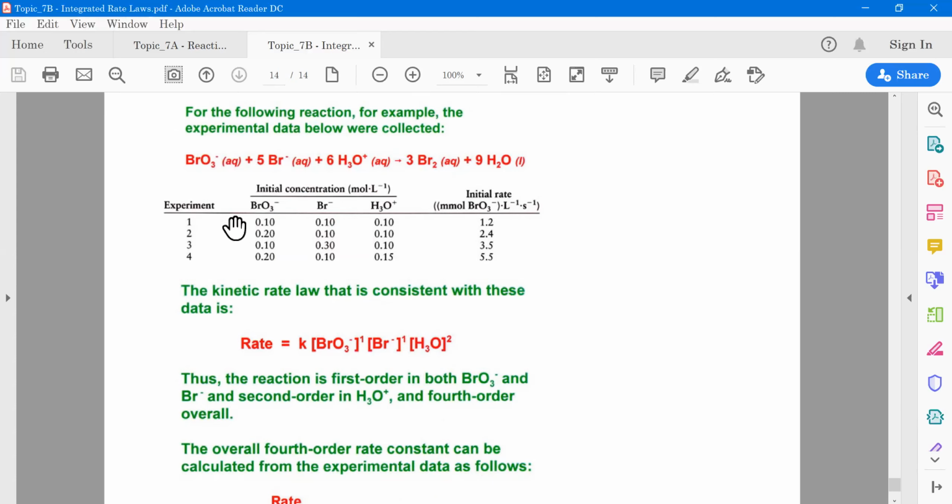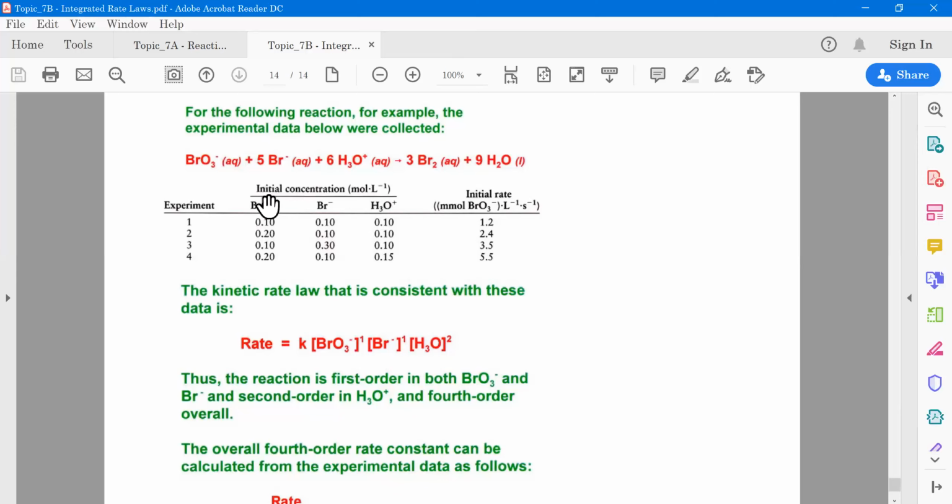So in the first experiment, which is usually referred to as the control experiment, that everything else will be compared to, in this particular case, each of the 3 concentrations, the bromate, bromide, and the hydronium ion concentration were all 0.1 molar, all right? And the initial rate that was observed for that experiment was 1.2 millimoles of bromate per liter per second, okay? You can choose to express the initial rate in terms of any one of the 3 reactants you like.